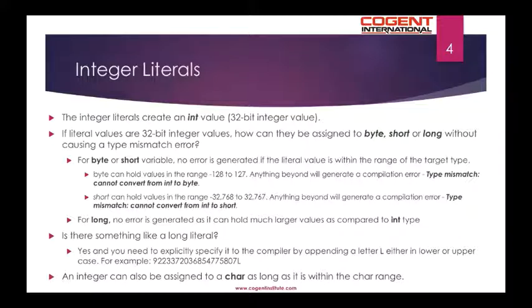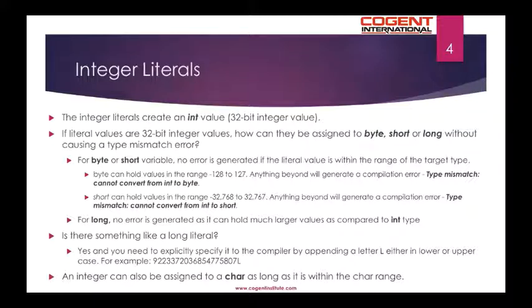So if the literal values are 32-bit integer values, how can they be assigned to byte, short, or long without causing a type mismatch error? For a byte or short variable, no error is generated if the literal value is within the range of the target type. A byte can hold values in the range -128 to 127. Anything beyond will generate a compilation error. Type mismatch: cannot convert from int to byte is the error that the compiler will generate.